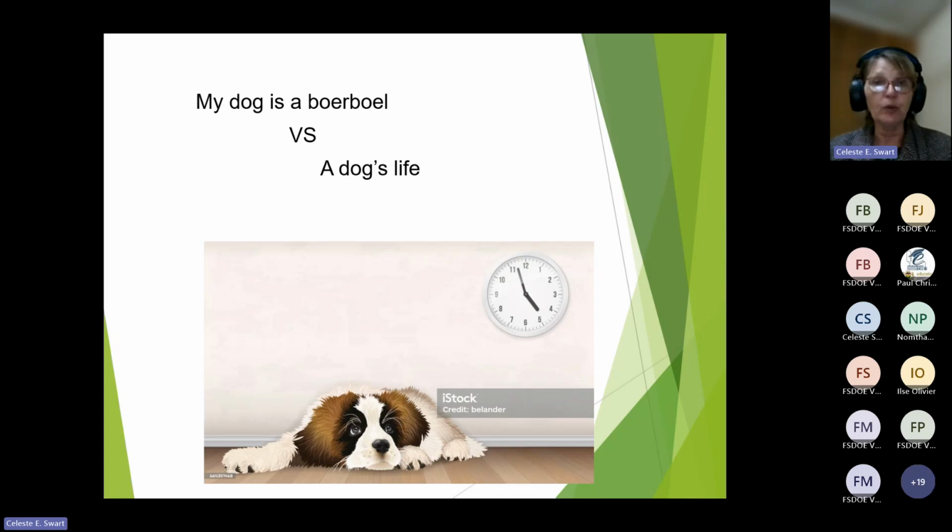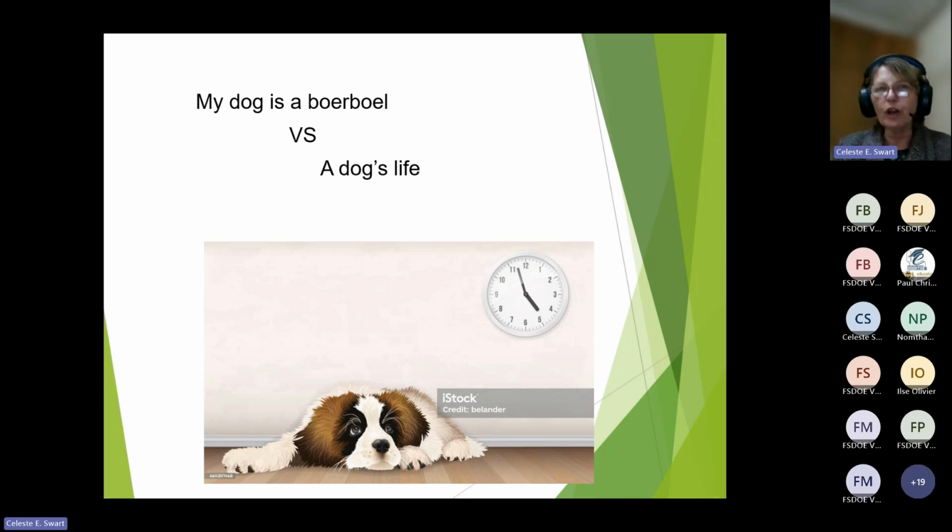My dog is a boerboel is a straightforward sentence, denotative. There's no funny story behind it, versus a dog's life. If someone lives a dog's life, it's a terrible life. Most of us would think, my dog actually has a wonderful life. He doesn't really have a bad life. But in general, a dog's life indicates someone suffering. That is what the actual meaning is.